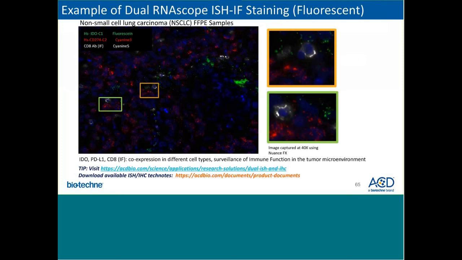Another example of the dual RNAscope assay with 2 mRNA markers followed by immunofluorescence staining. The IDO1 and PDL1 RNAscope markers are stained in green and red, respectively, while the CD8 antibody is stained in white with Cy5 using the multiplex fluorescent V2 assay.